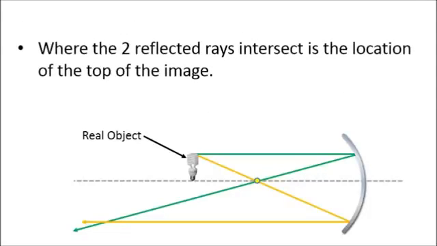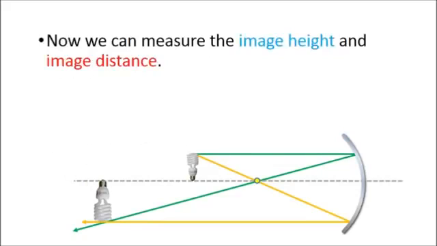Now where those 2 reflected rays intersect is the location of the top of the image. So there's our image right there. And it's important that it's always the 2 reflected rays. Wherever those reflected rays intersect is going to be where your image is.